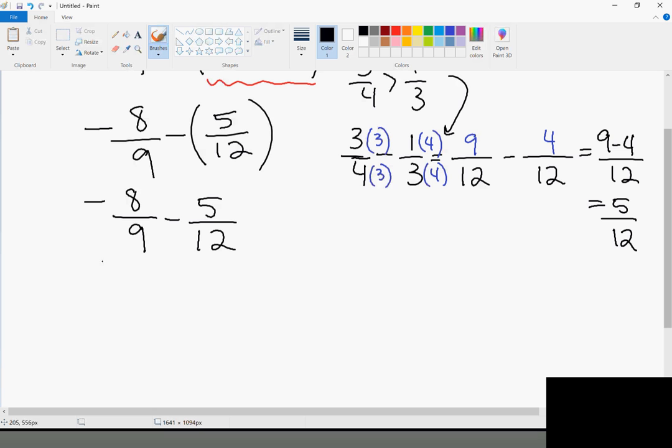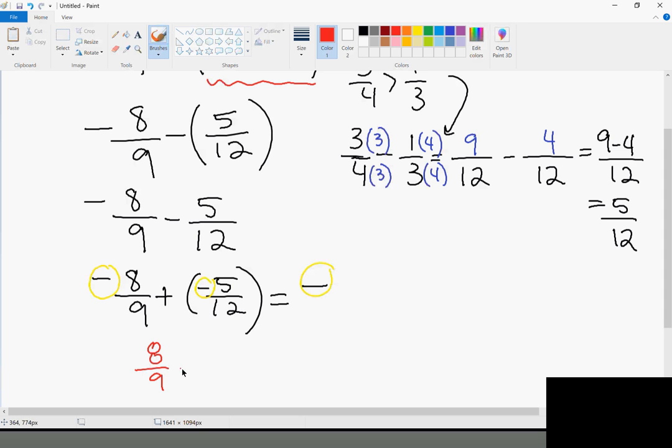So here's another example where we are subtracting, or we could look at it as adding the opposite. And they have the same sign, so we're going to keep that sign, and we're going to add 8 over 9 plus 5 over 12. Actually, let me write it up here. It makes more sense to write it up there by it.